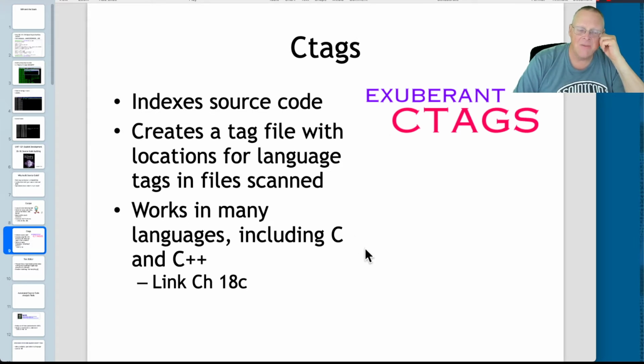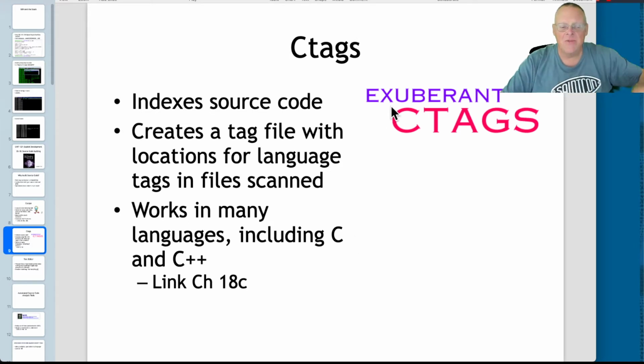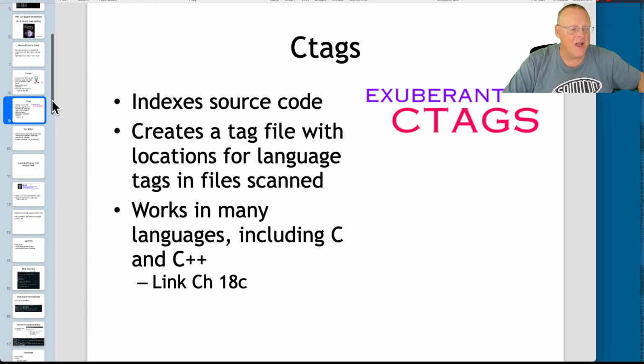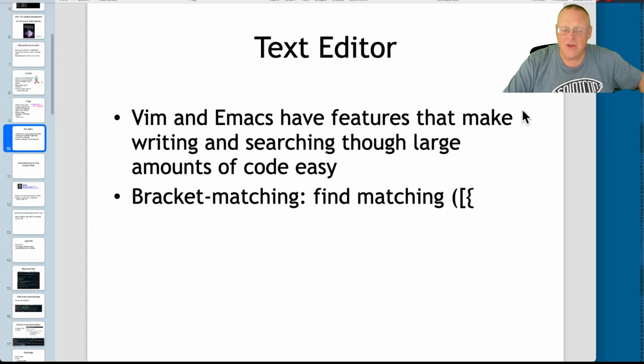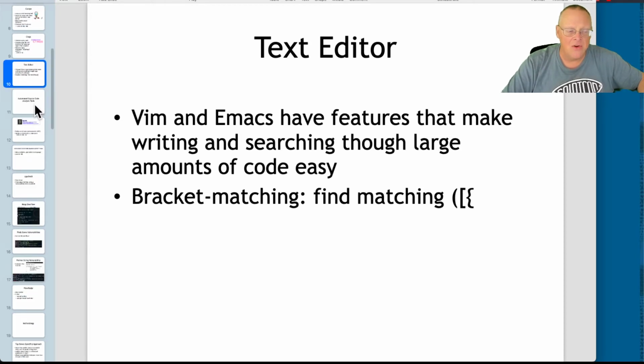CTags is another one that makes tag files to try to help you search through large code bases. I haven't used these, I don't know what your book tells us about them. Anyway, you can just use any text editor you like. Most text editors will at least have colors so you can find matching closing braces to match your opening braces, which will help you interpret code.